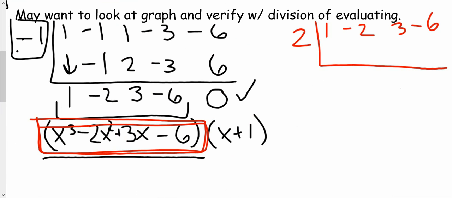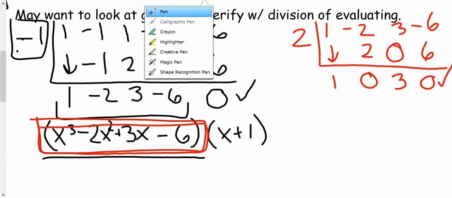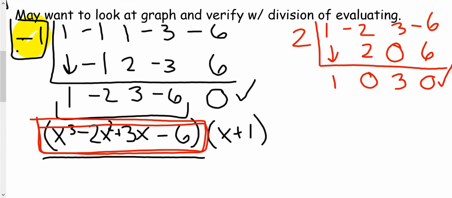From here, I bring down my 1. So I get 2 times 1 is 2. This gives me 0. 0 times 2 is 0, which gives me 3. 3 times 2 is 6. -6 and 6 is 0. So again, we have another factor. This was our factor. -1 was one of our zeros. And now we have another zero, 2.